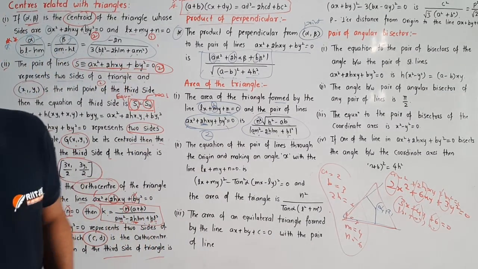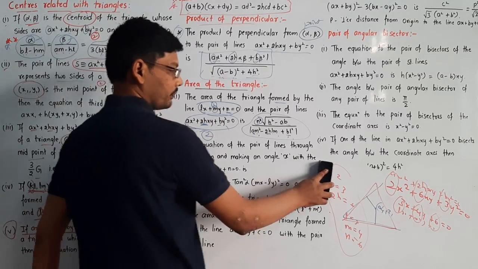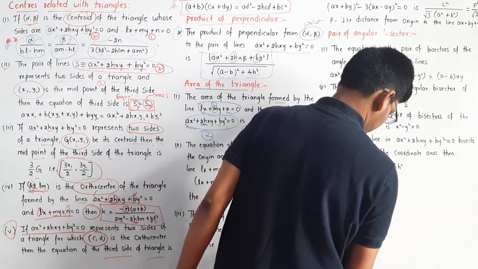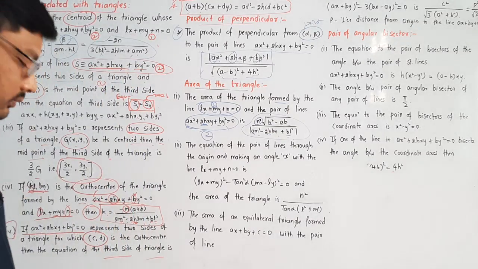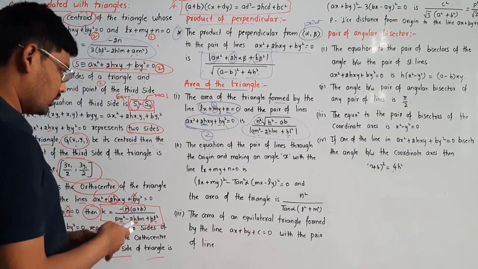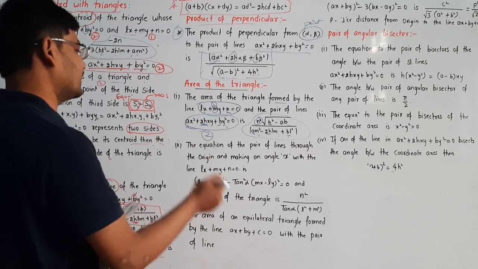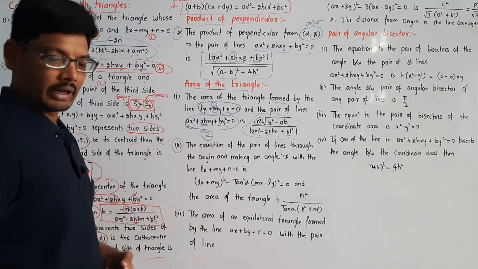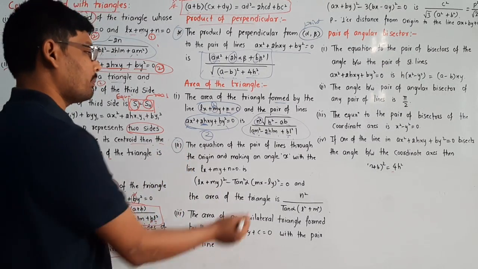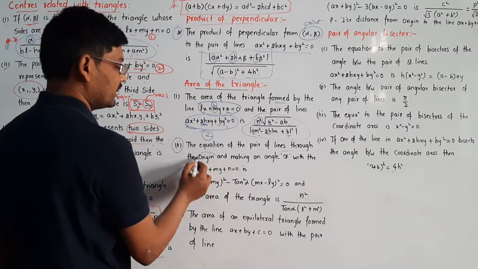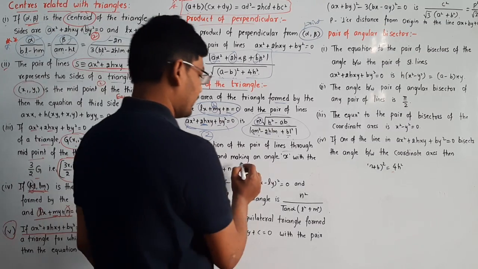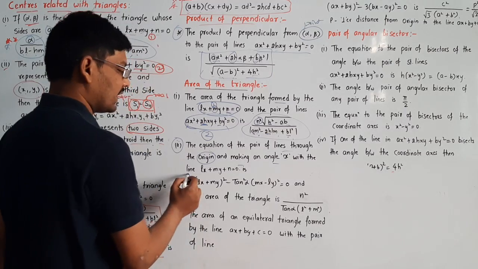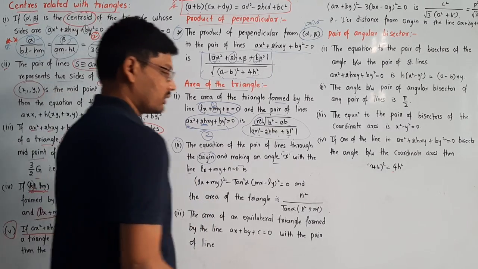And the next point is the equation of the pair of lines through the origin. The equation of the pair of lines passing through the origin and making an angle of alpha with the line Lx plus My plus n is equal to 0.